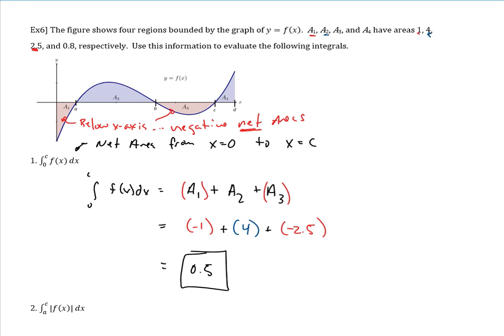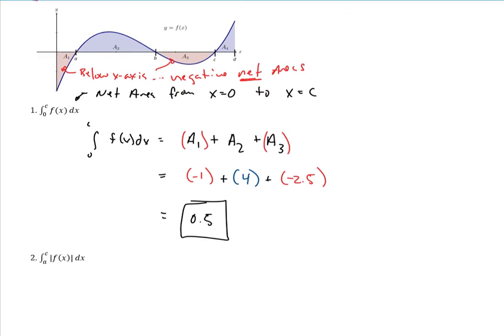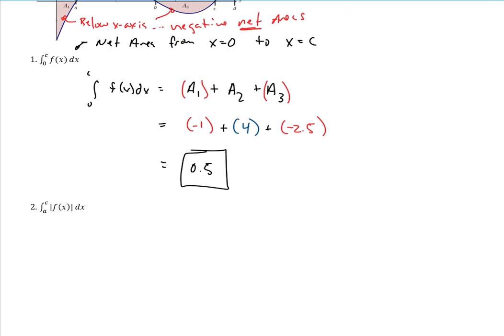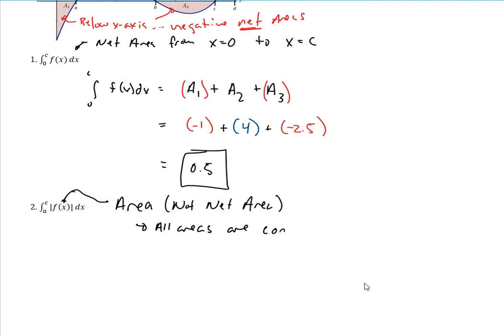Okay, and then in number 2, we have an absolute value. The absolute value is now just mentioning area only. Oops, let's spell area, right? Area. So that would mean it's not net area anymore. So that means all areas are now back to being positive. All areas are considered positive.